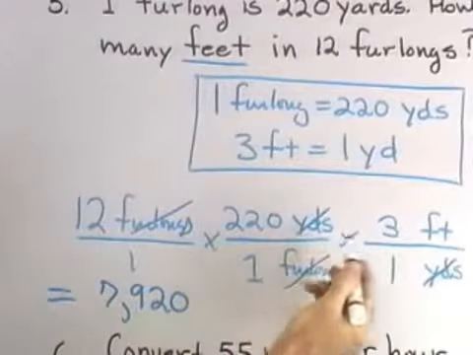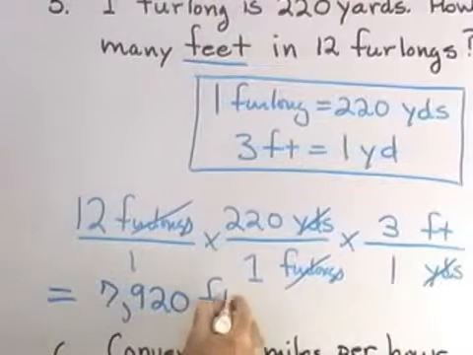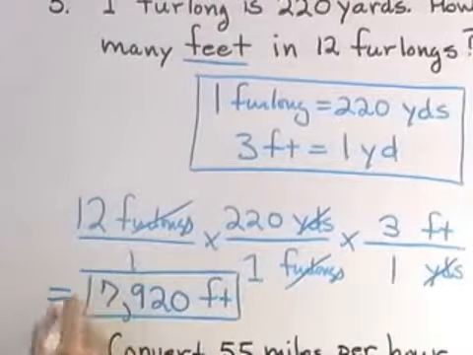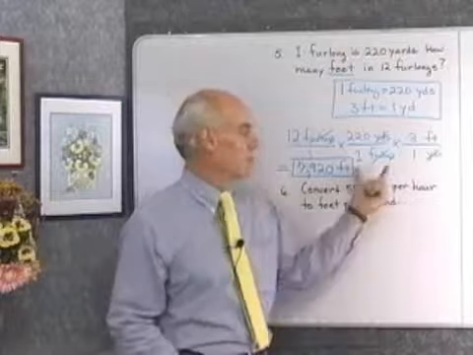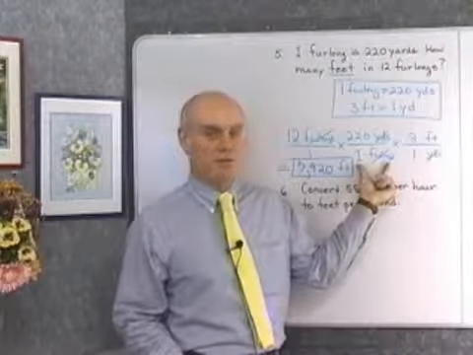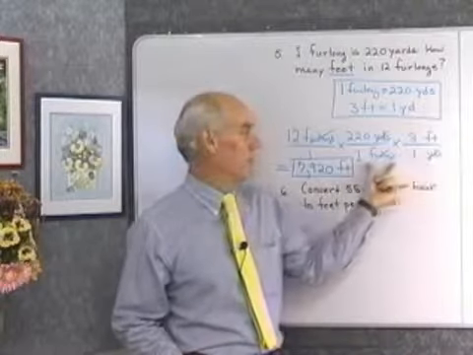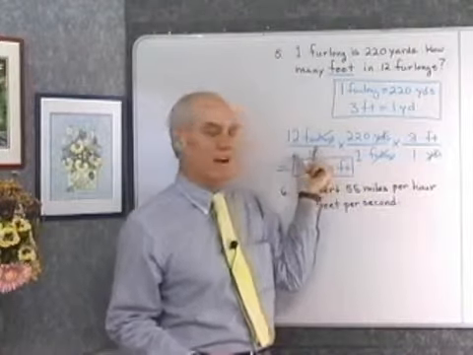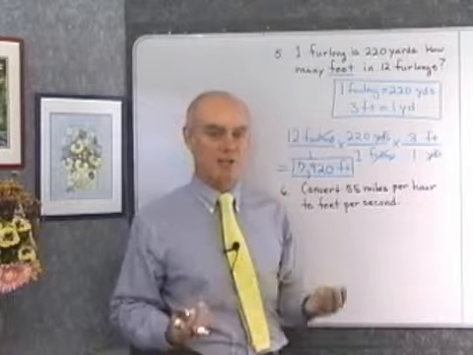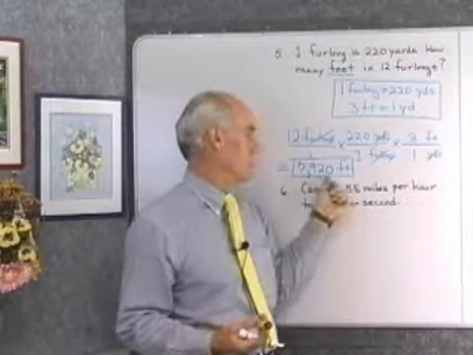Furlongs have divided out, yards have divided out, now I'm left with feet, exactly what I wanted. So sometimes a conversion process requires that we use more than one of these conversion factors. This is the number 1 and this is the number 1. So I've multiplied by the number 1 twice. That's not going to change the value of my 12 furlongs. It simply changes what it's equal to, in this case feet.